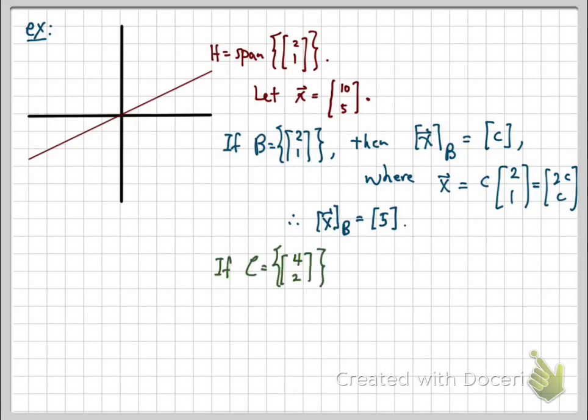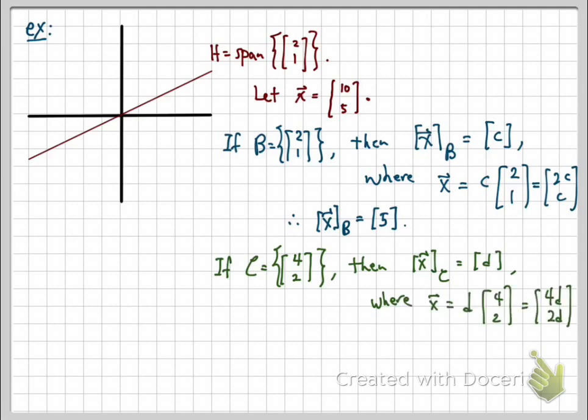Well, if I choose a different basis, so let's choose basis C, which is given by a single vector (4, 2), then x in C coordinates, the C-coordinate vector of x, is just this vector d, where d has the property that d times the vector (4, 2) is supposed to give me x. And so I can just solve and see that the C-coordinate vector of x is 5/2.